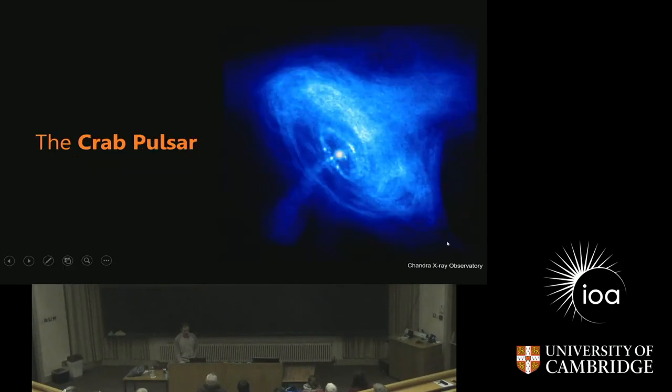And this is the Crab pulsar. At the very center of this picture, there is a very dense star, a neutron star, which is more massive than our sun, but it is only a few kilometers in size. This means it is very dense. It is so dense that if we take a teaspoon of material from it, it would be about 10 million tons.